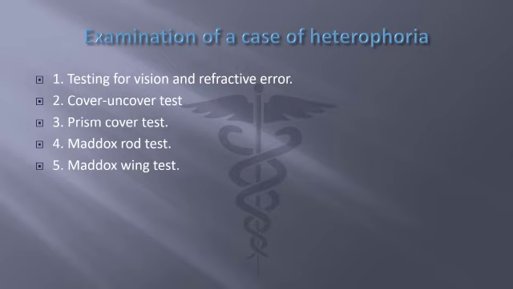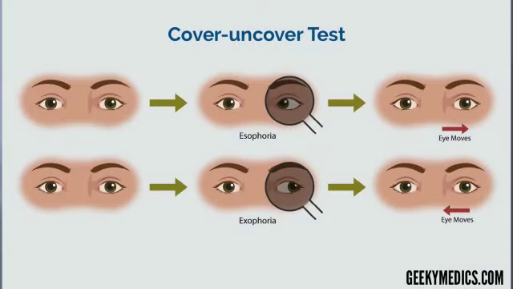The next very important test is the cover uncover test. This test tells us about the presence and the type of heterophoria, and to perform it, one eye is covered with an occluder and the other is made to fix on an object. In the presence of heterophoria, the eye under cover will deviate, and after a few seconds we uncover the covered eye quickly, and the movement of the eye under cover is observed. The direction of movement of the eyeball tells us about the type of heterophoria.